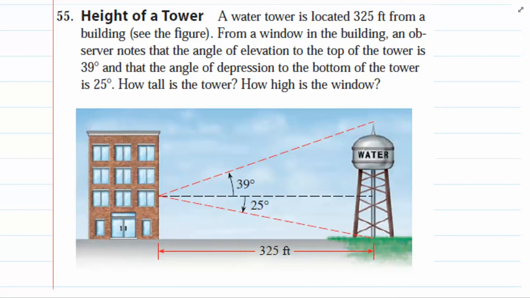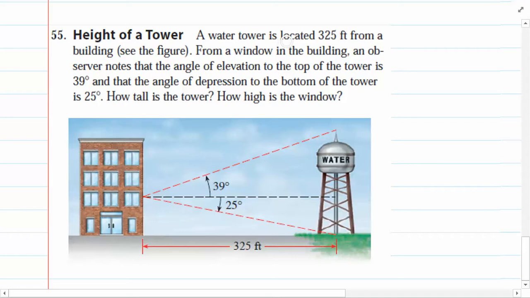Let's look at this last example here together. The height of a tower. A water tower is located 325 feet from a building. From a window in the building, an observer notes the angle of elevation to the top of the tower is 39 degrees, and the angle of depression to the bottom of the tower is 25. Remember, when we look upward, that's an angle of elevation, and when we look downward, that's an angle of depression.